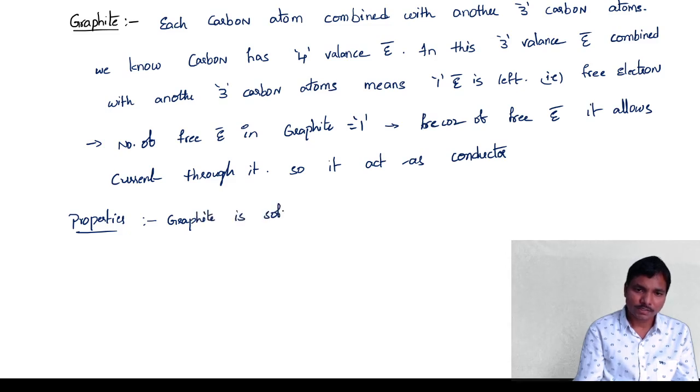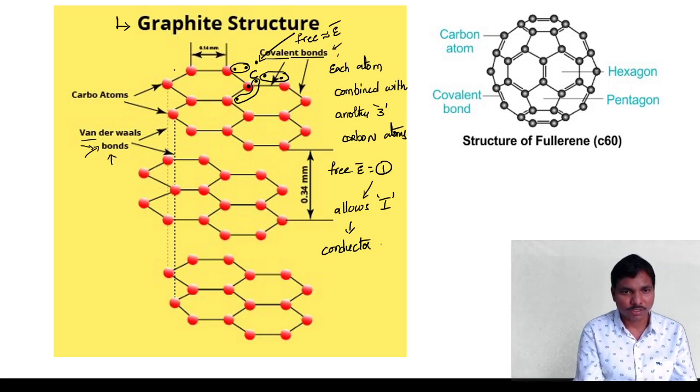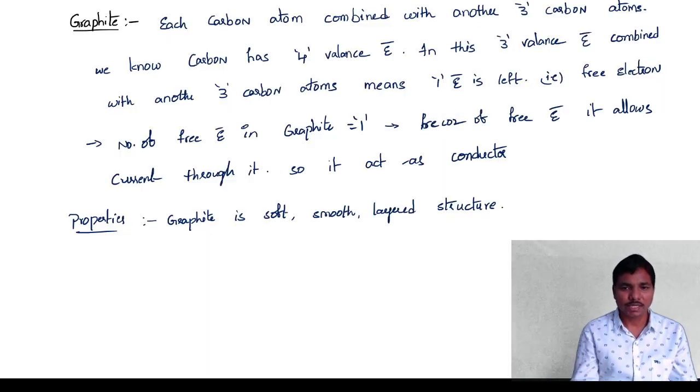Graphite is soft, smooth, with a layered structure. That means it is in layered forms. This is one layer, this is another layer, this is another layer, like that. Okay, it is a layered structure.